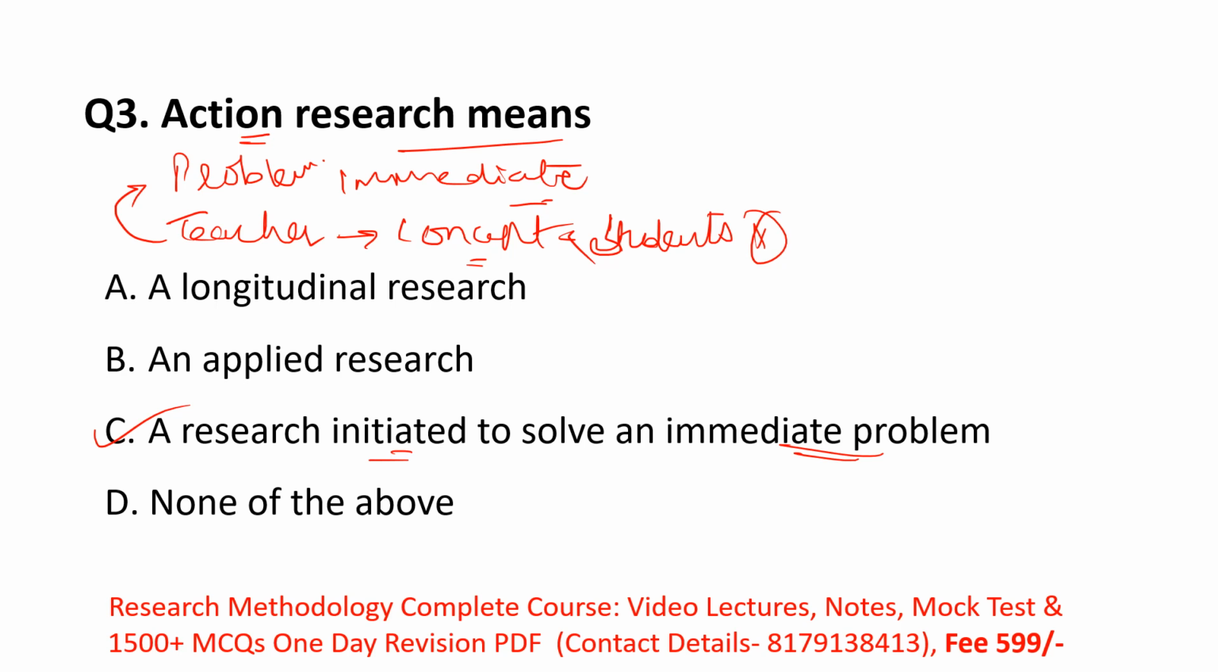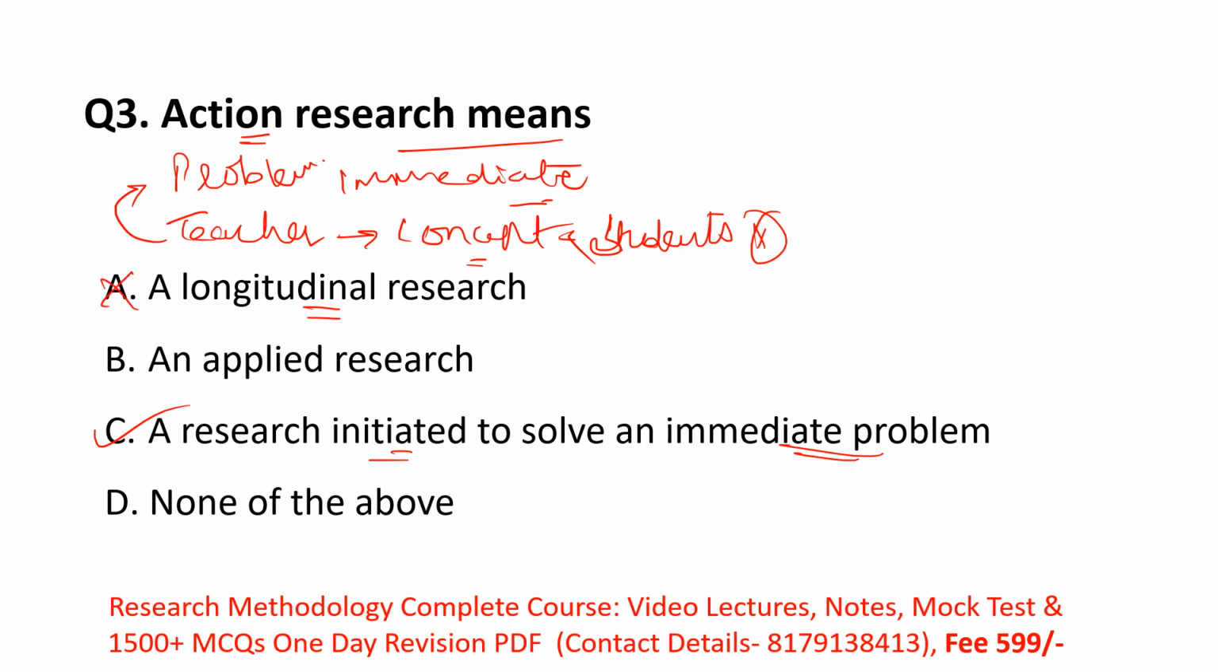Here option A is longitudinal research. Longitudinal research means a research which goes on for a long period of time. The meaning of the word longitudinal is long, for a long period of time. But in action research, the researcher solves a problem which is immediate, not for a long period of time. That's why here option A is incorrect.